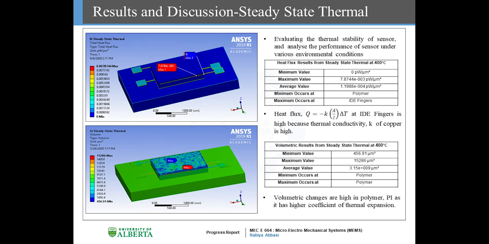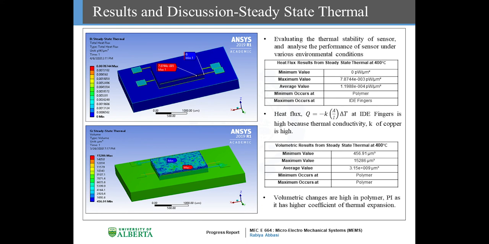And these are the steady state thermal results. You can see that the maximum heat flux occurs at IDE fingers. This is true because, as you can see from the heat flux formula, heat flux is directly proportional to the thermal conductivity, and copper has higher thermal conductivity as compared to others, and polymer has the lowest.